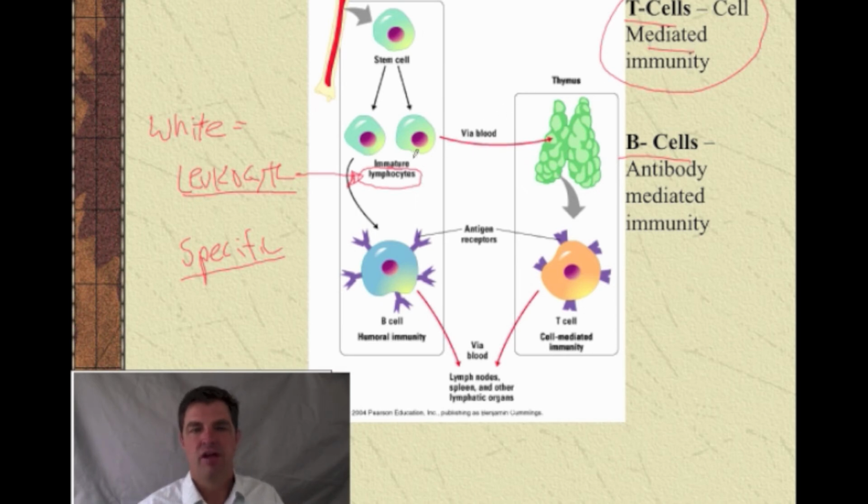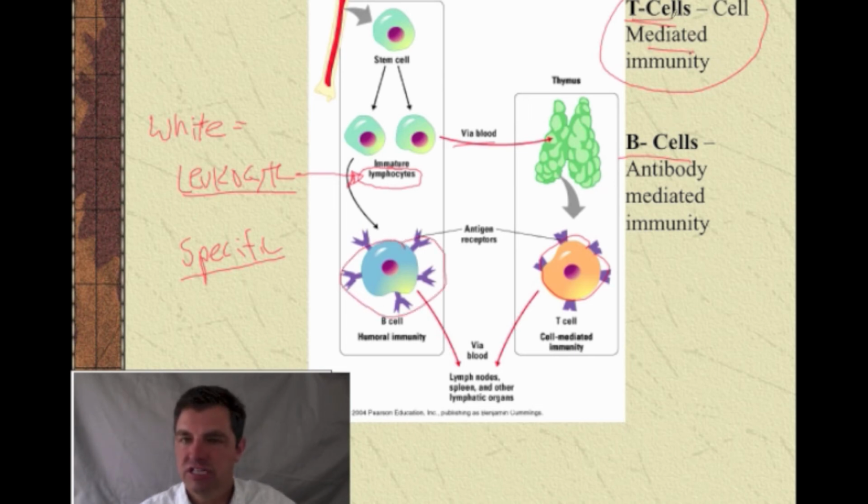T cells come from, first of all, your bone marrow. All your blood cells actually start being produced from stem cells in your bone marrow. In the case of T cells, the immature lymphocytes have to travel to your thymus through the blood, and there they become mature T cells. Your B cells actually stay in the bone marrow and mature there, and they come out as mature B cells.